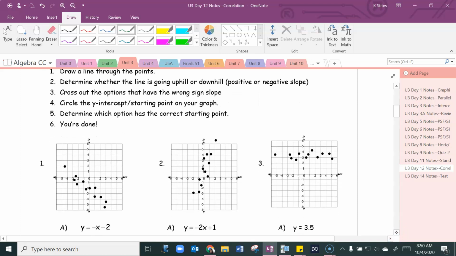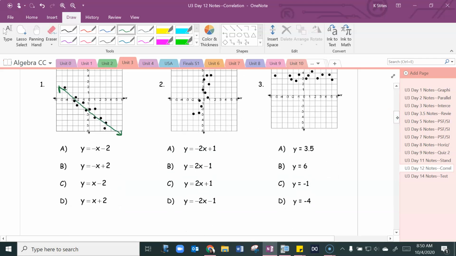All right, let's start by drawing a line through our points. It's not going to go through every dot, but you kind of want to go through the middle as much as you can. So something like this. My line is going downhill, so I'm going to get rid of options C and D because my line should have a negative slope. A and B both have a negative slope.